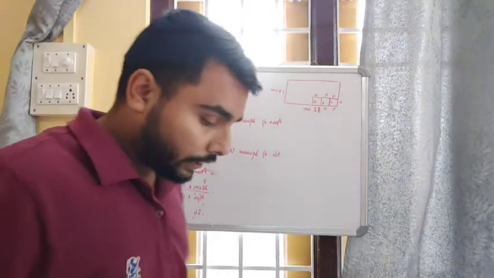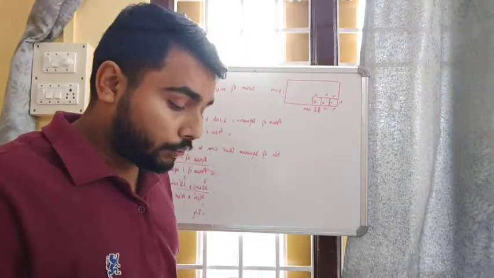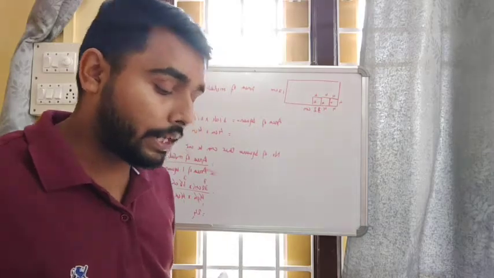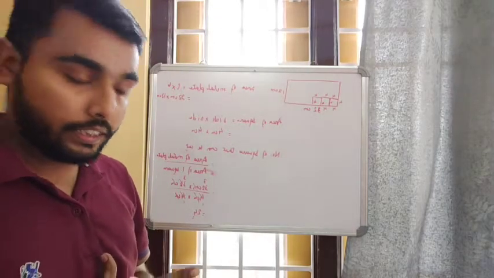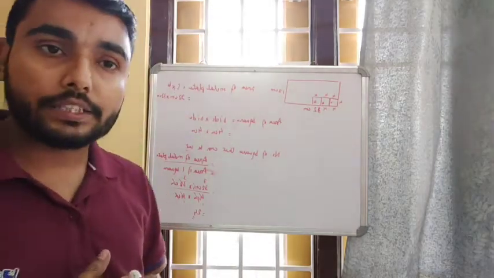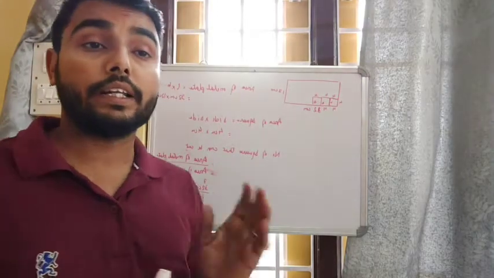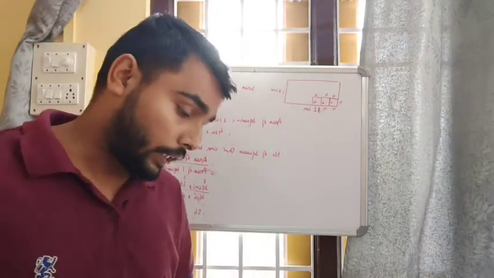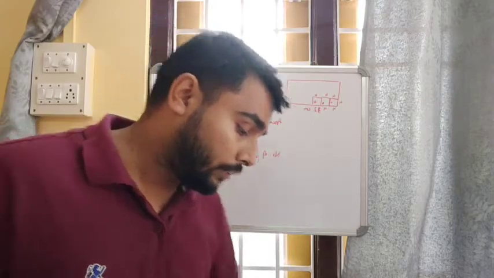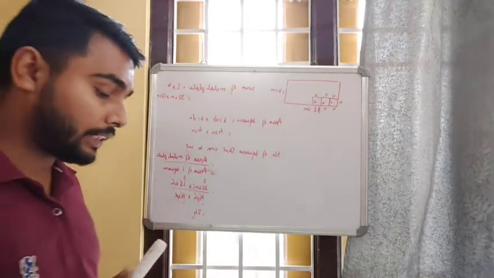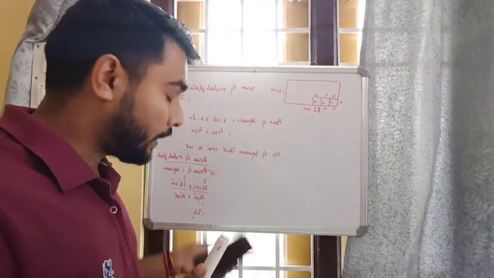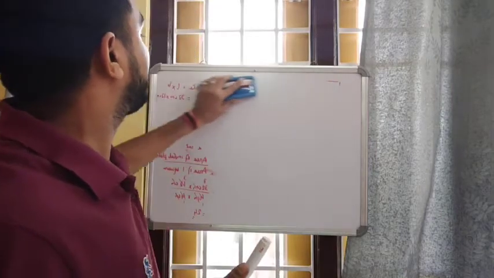Okay, let's see number 6. Which of the following has larger area and by how much? Question is very easy. Which of the following has larger area, and by how much larger? A rectangle of length 24 centimeter and breadth 17 centimeter, or a square of side 21 centimeter.